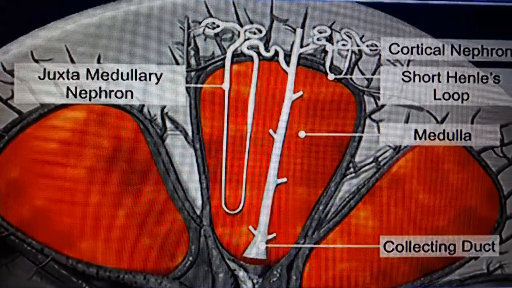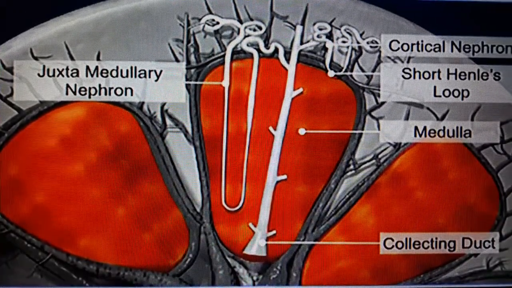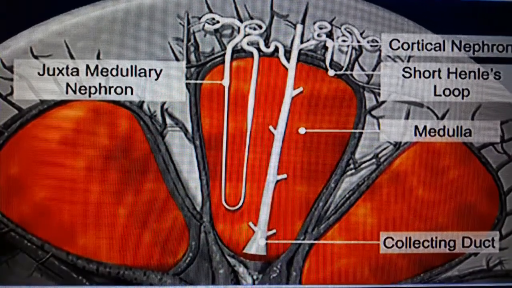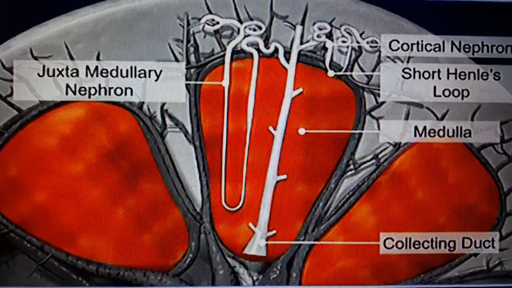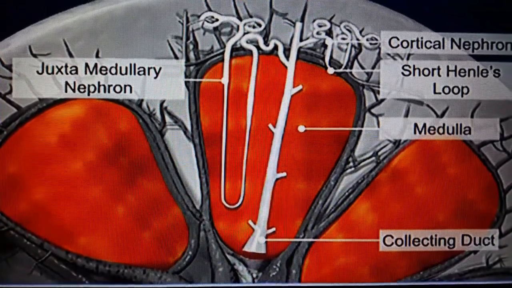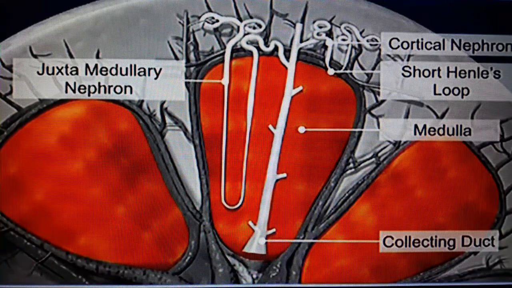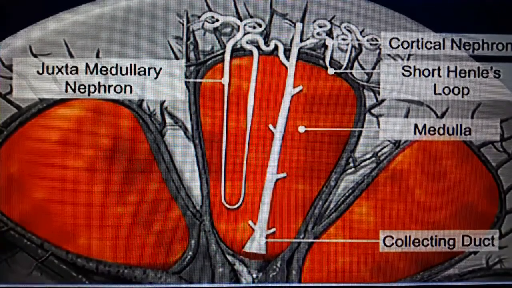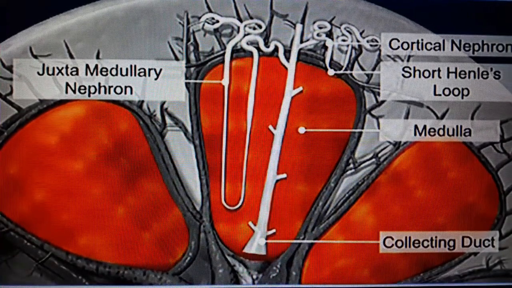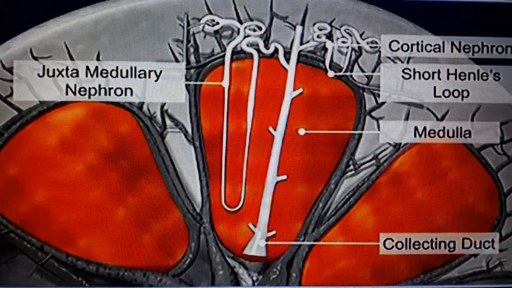Next we will talk about types of nephron. There are two different types of nephrons according to their position in the kidney: juxtamedullary nephrons and cortical nephrons. The majority of nephrons are cortical nephrons. Their loop of Henle is short and extends very little into the medulla. The juxtamedullary nephrons have a very long loop of Henle that runs deep into the medulla.